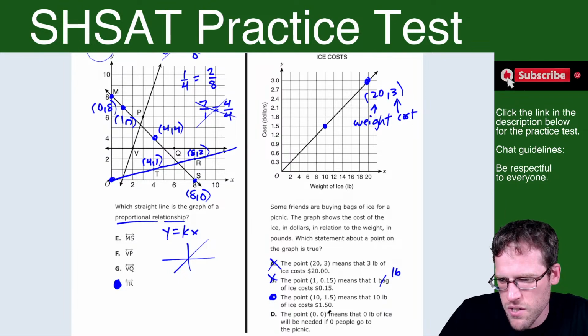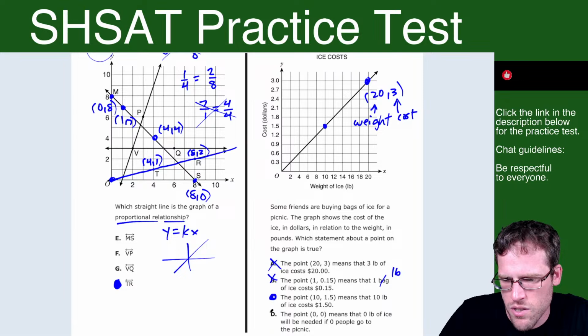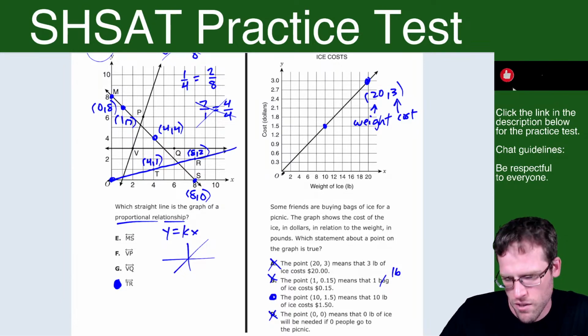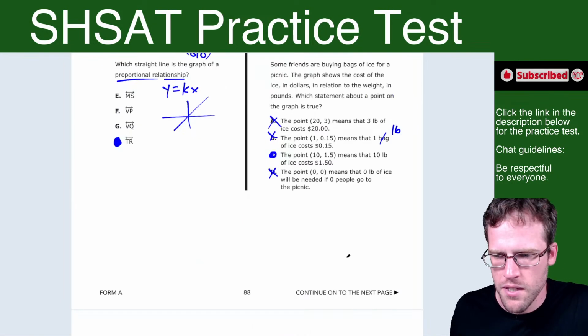Wait, 0 means that 0 pounds of ice will be needed if 0 people go to the picnic. They're not talking about people, and yeah, so this one's just kind of strange. But it's about which statement about a point on the graph is true. 0 pounds of ice costs $0. Not how much ice will be needed if 0 people go. So C is our best answer.